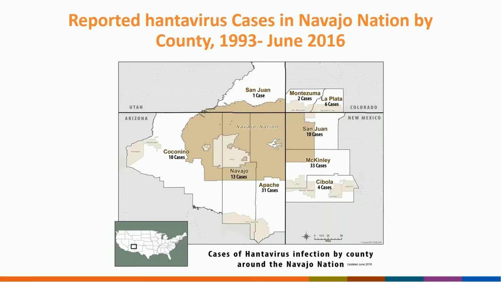This map focuses on hantavirus cases reported in Navajo Nation from 1993 to June 2016, by county where they were likely exposed to the virus. There was a total of 110 cases reported, or approximately 18% of the U.S. national total during that time period. McKinley County had the most reported hantavirus cases with 33, followed by Apache County with 31.